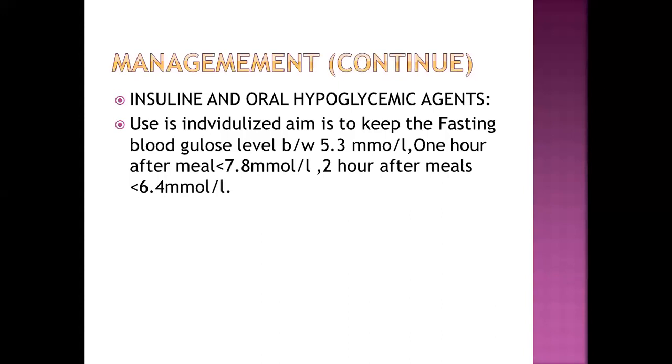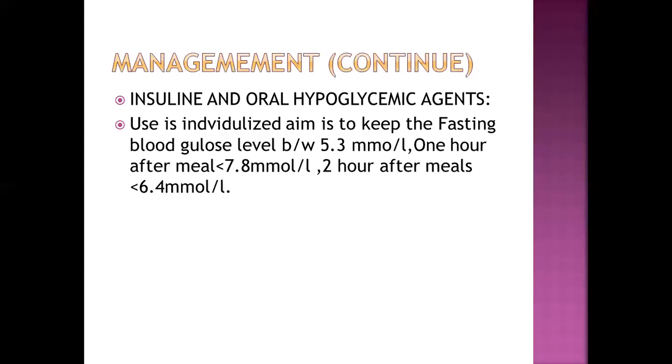If the patient is taking an oral hypoglycemic, then metformin is the best drug, and this will be given 500 milligram twice a day. Our aim is to keep the fasting blood sugar level at 5.3 millimole, 1 hour after meal 7.8 millimole, 2 hour after meal 6.4 millimole, according to the guidelines. So this is the cutoff level which is used for all patients while she monitors her blood sugar level, either on the diet, on the hypoglycemic agent, or on the insulin.